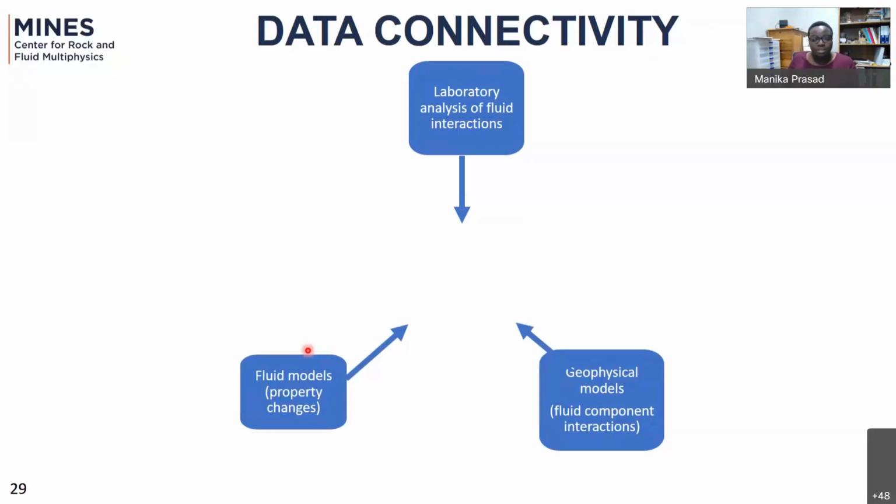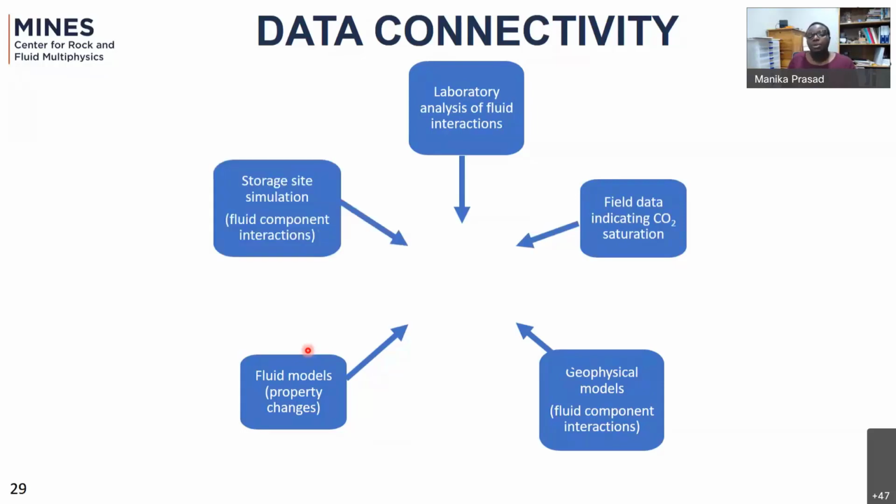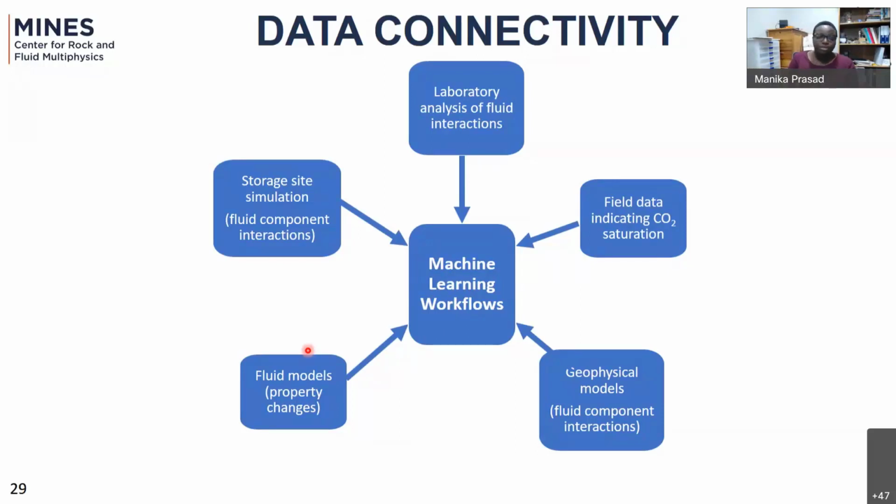Because like I've shown you in these slides, we see that the components of the fluid, like components of hydrocarbon, are migrating preferentially. So the component interactions are important for our geophysical models. And when we add field data to indicate CO2 saturation, we can bring this also into our simulation to understand the fluid component interaction. So we have all of this coming together to feed our machine learning workflows here at Colorado School of Mines. And we believe that a guided machine learning based on all of these reactions will present perhaps a closer to reality result than just having saturation-based machine learning workflows.